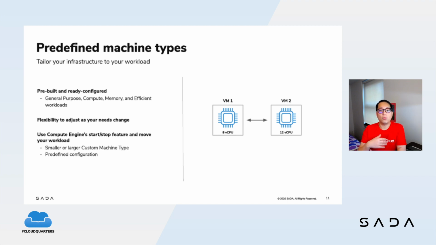But when you want to switch from one predefined type to another predefined type, you have to use the Compute Engine start-stop feature to move your workload, which means you have to stop the machine from, for example, an 8 CPU. When you want to upgrade to 12 CPU, you have to stop your machine. So bear in mind, when you want to switch machine type, you have to stop it.